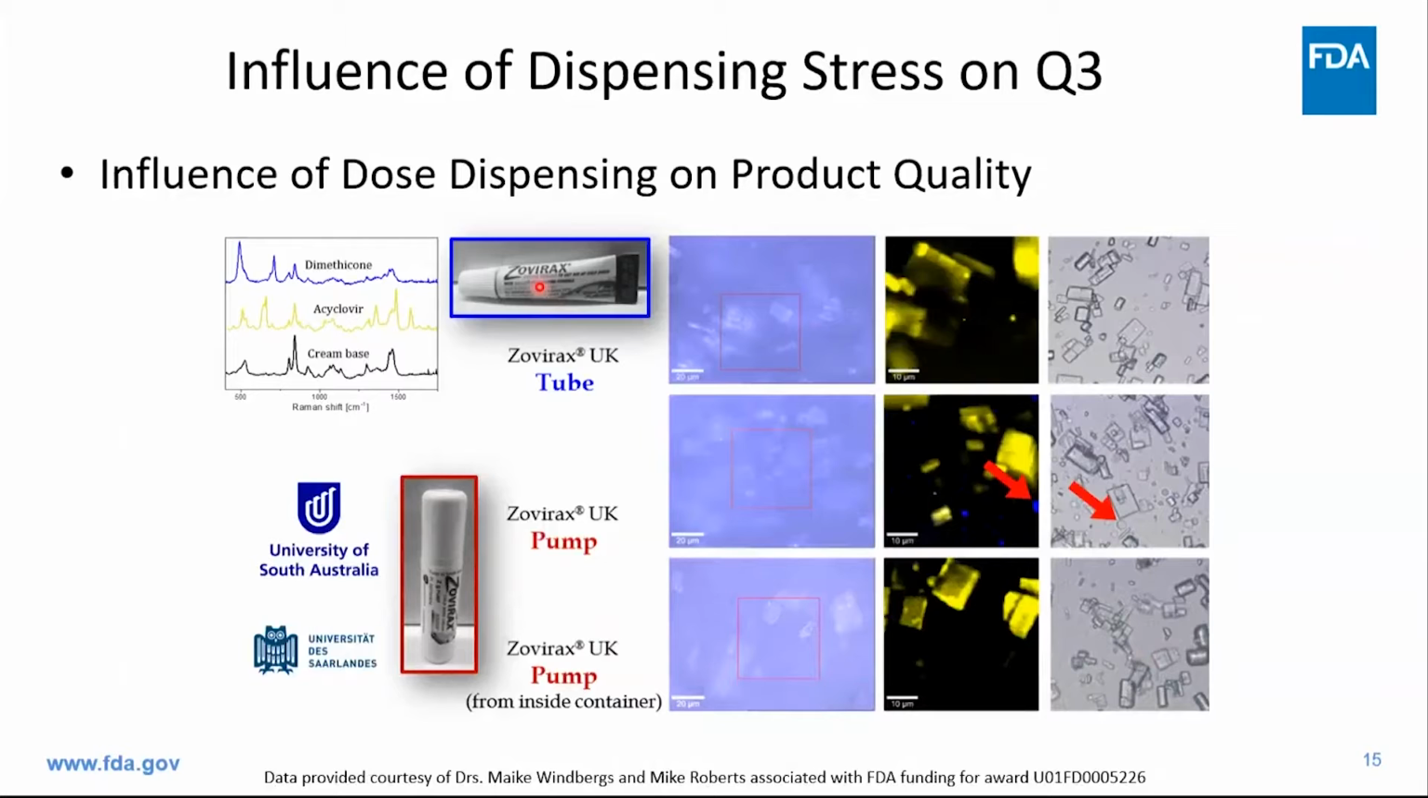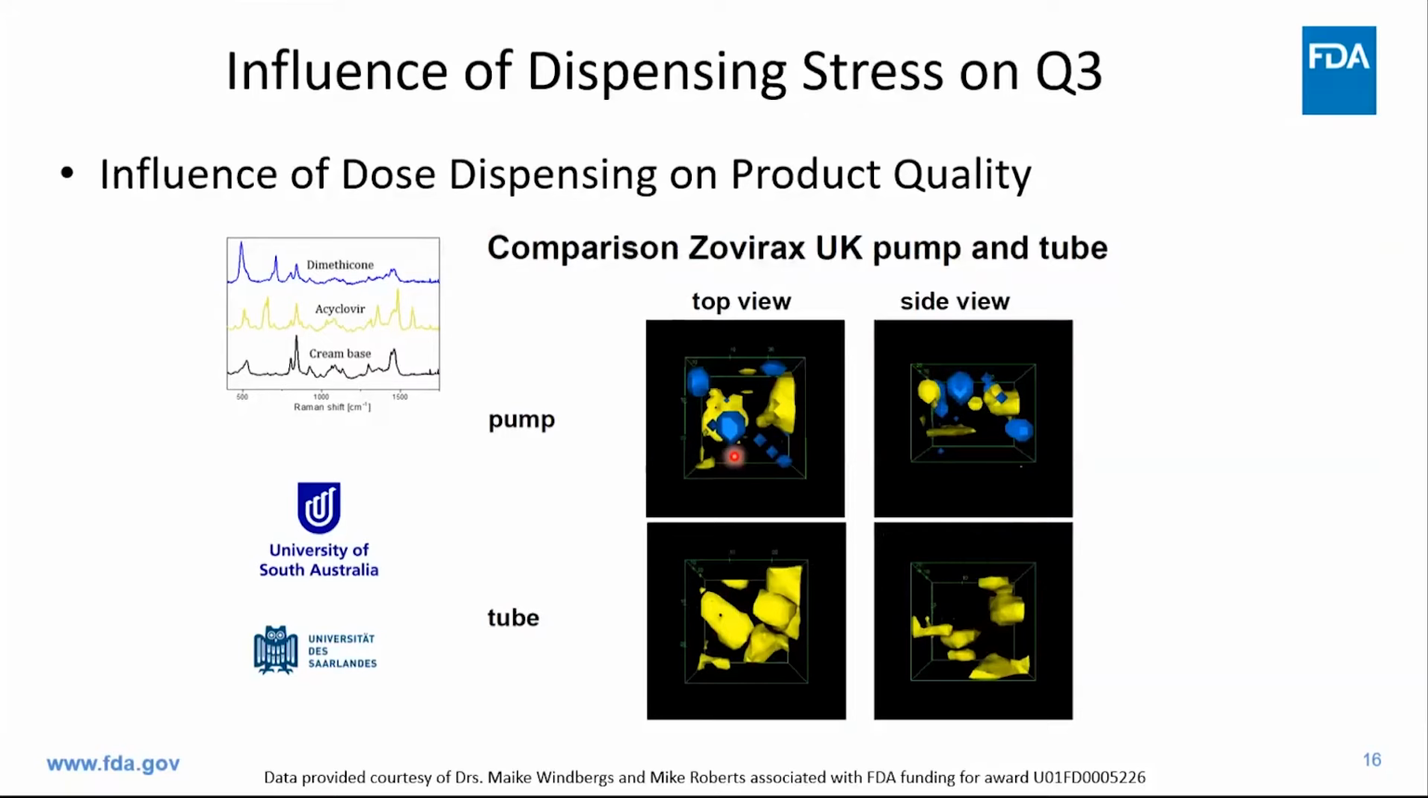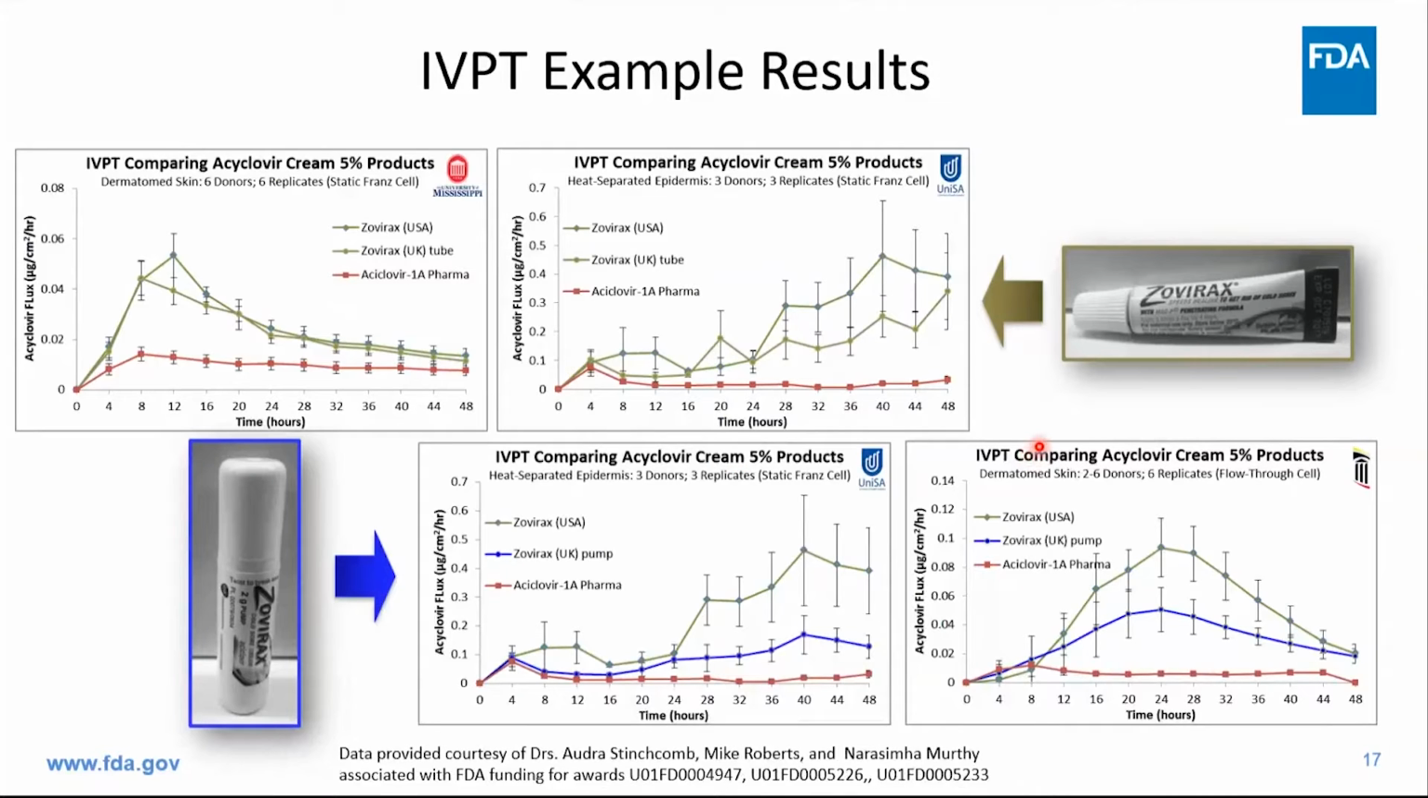Here we see an acyclovir cream for a product in Europe that's marketed both in a tube and in a pump. And when you look at the product inside the tube, or if you open up the pump and look at it inside the pump, you don't see dimethicone globules, but after the product in the pump has been extruded through the shear forces of the pumping through the nozzle, you can see that the dimethicone, which is blue in this Raman image, comes out of solution and these dimethicone globules are evident. This is also shown in a 3D reconstruction of the Raman data. You can really see those blue dimethicone globules. What we see here is that the performance of this product is different when it comes out and the structural arrangement of matter in the dosage form changes.